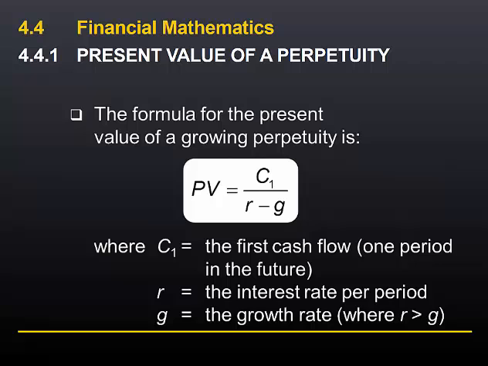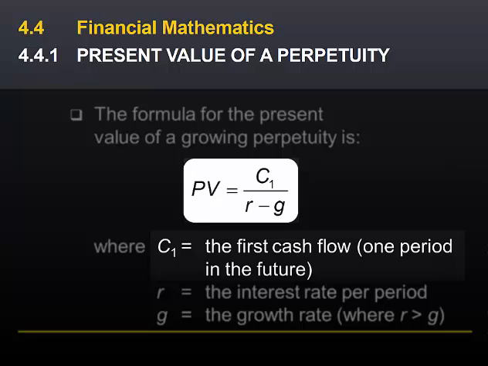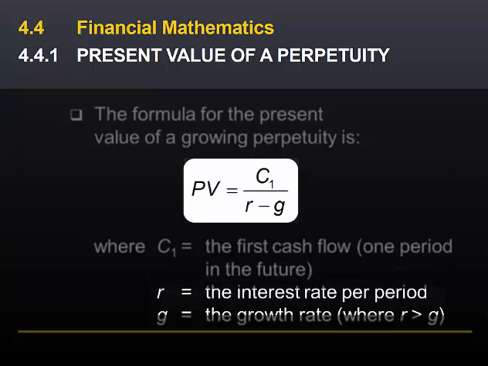Once again, we note that the first cash flow occurs at the end of the first period. So C1 occurs one period in the future. R is the interest rate per period, G is the growth rate, and it's important to note that R must be greater than G. If R is equal to G, then we're dividing something by 0, and that's not possible. And if the growth rate is greater than the discount rate, if the cash flows are growing at a greater rate than the rate at which we are discounting them to a present value, then the present value would be infinite.